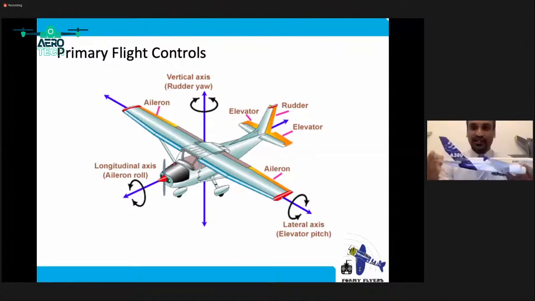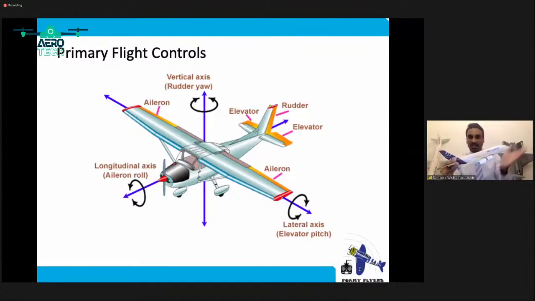As I said, the elevator is here. When the elevator moves upwards, the air which comes and hits the elevator pushes the elevator down, right? So when you move the elevator upwards, this in turn pushes the aircraft down from the back. So in turn, the nose of the aircraft lifts up, right?